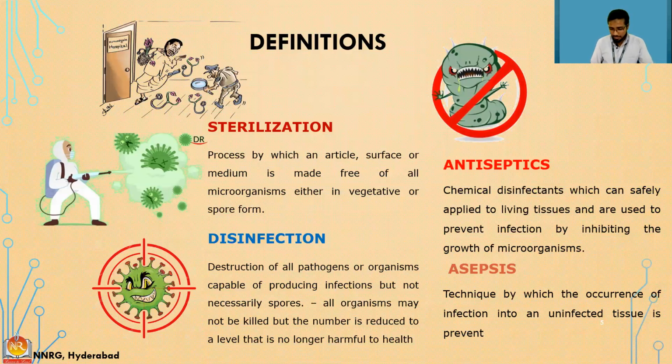And next is asepsis. What is asepsis? Sepsis means infection. Septic or sepsis are one and the same. Septic means infection. Similarly, sepsis means infection. What is asepsis? That which prevents infection is called asepsis. So it is a technique by which the occurrence of infection in an uninfected tissue can be prevented. So these were the definitions with respect to sterilization methods.